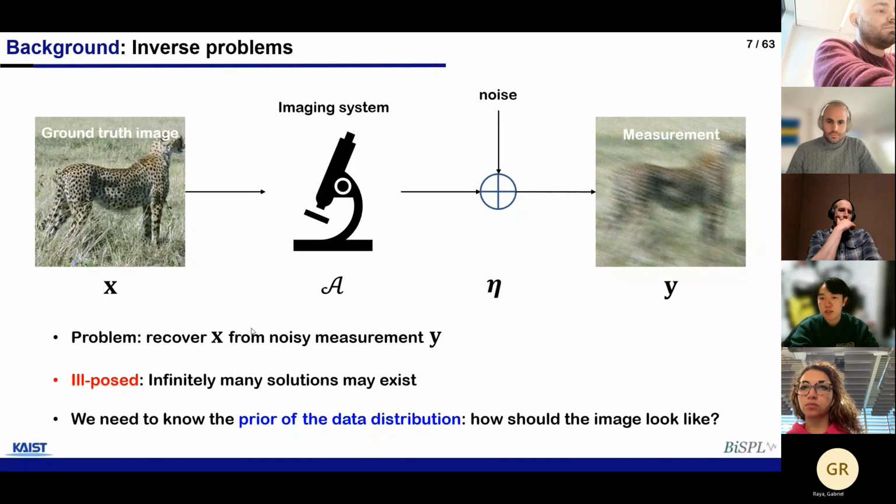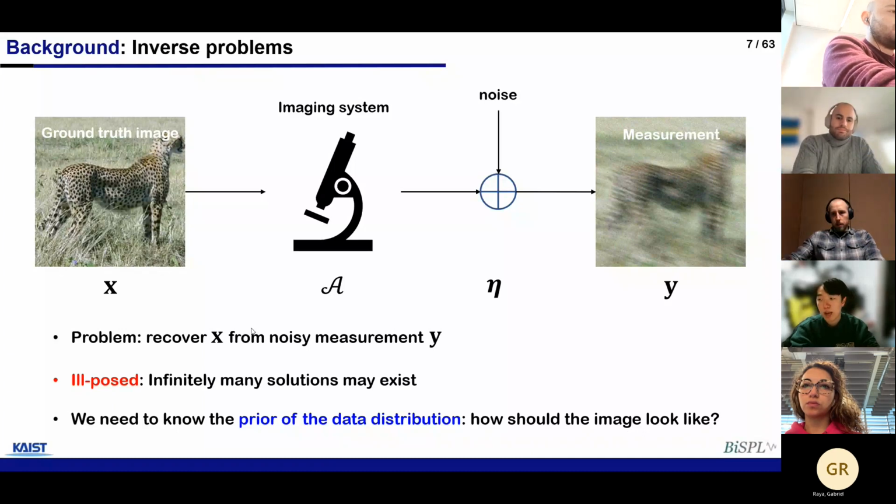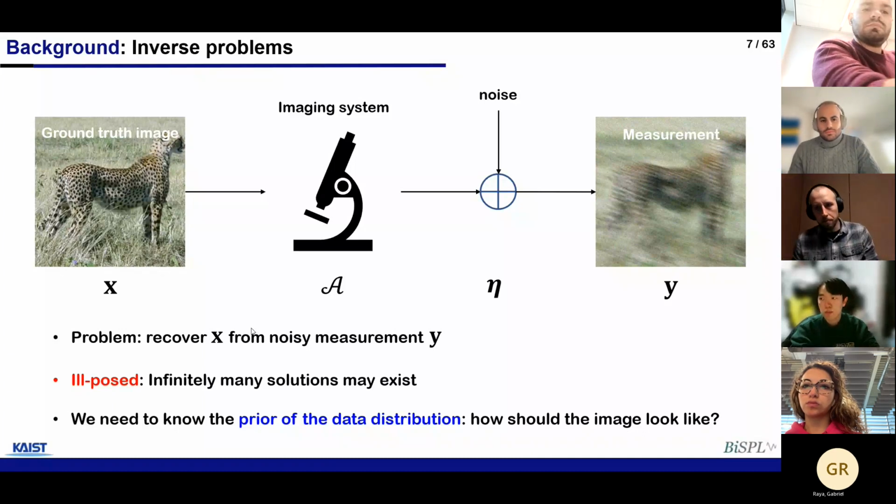Meaning that given this noisy blurred image of the leopard, there could exist a lot of different feasible answers to the actual clean image. So in order to correctly specify which one of the solutions is the one that we want, we need to specify the prior of the data distribution. In other words, how images would actually look like in the real world.